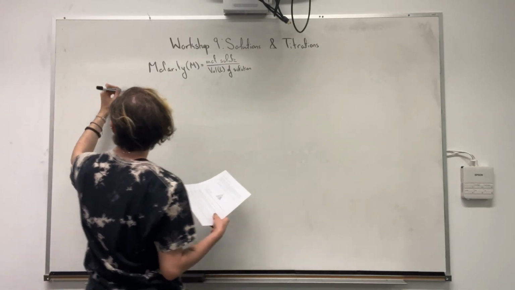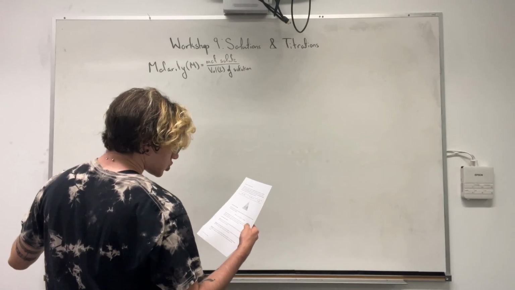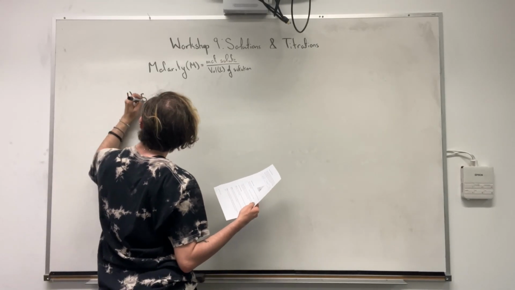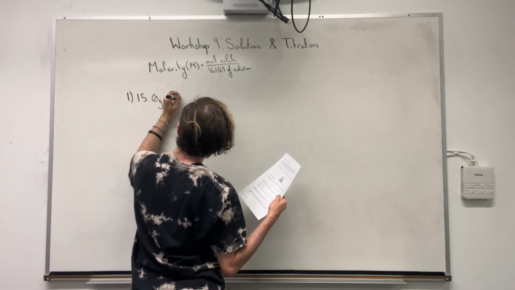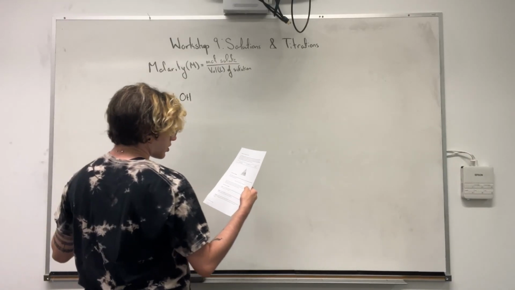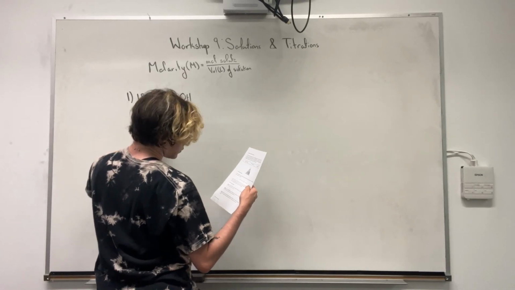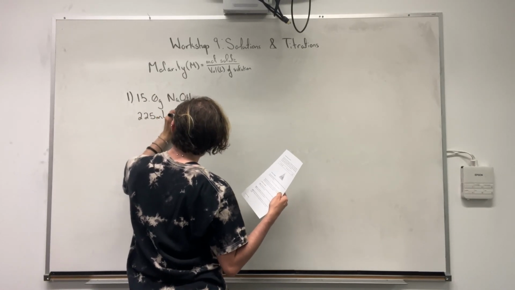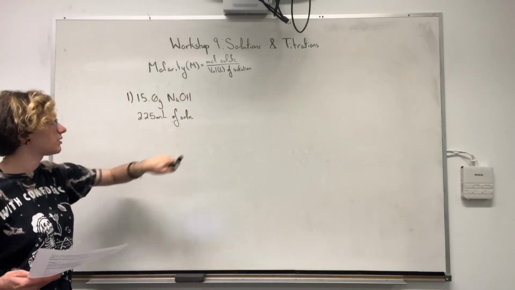So looking at example 1, what is the molarity of a solution prepared by dissolving 15 grams of sodium hydroxide, so NaOH, in enough water to make 225 milliliters of solution? Notice they specify of solution. I'm going to start abbreviating solution as SOLN.